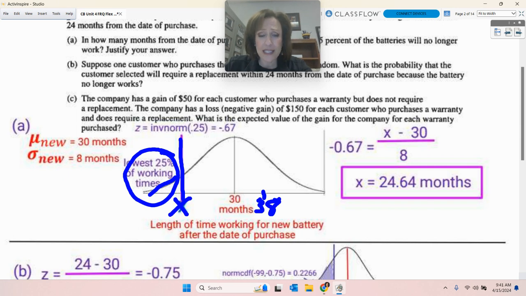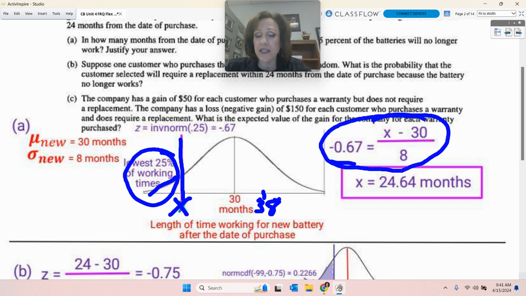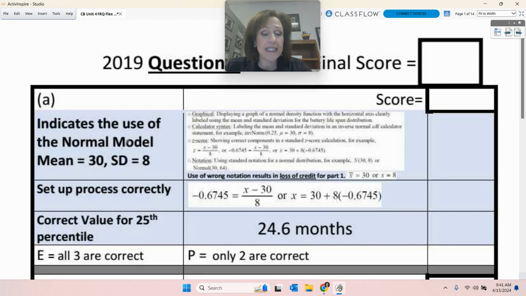In order to do that, you had to get the z-score. So I inverse normed 0.25, that lowest 25%, and I got negative 0.67. Then I set up my x minus the mean over the standard deviation formula, and solved for x to get 24.64 months.